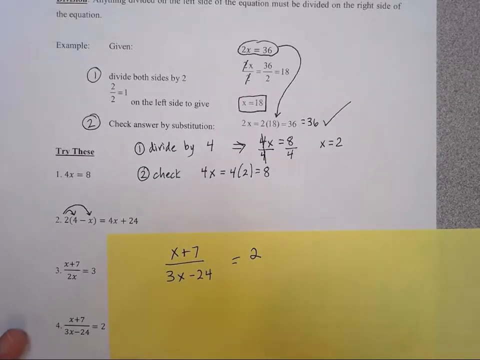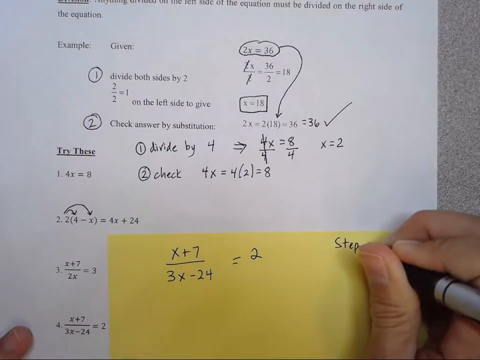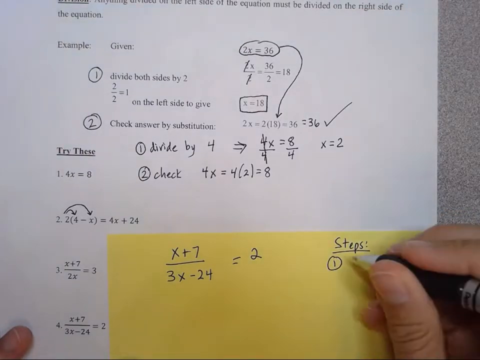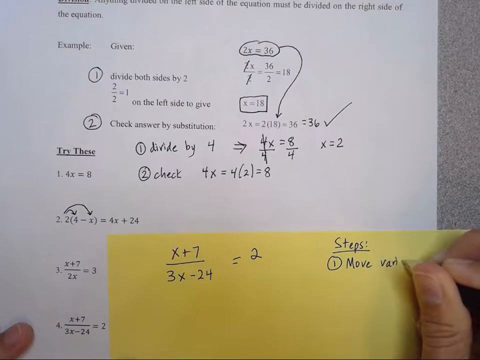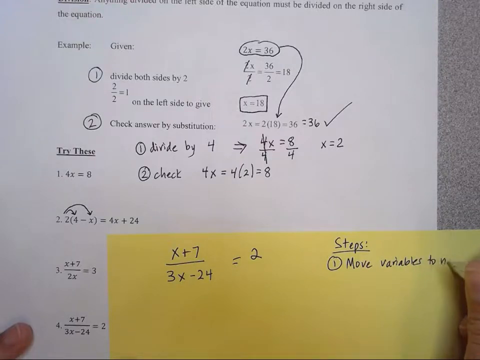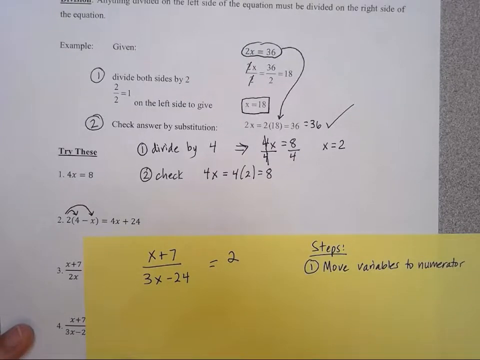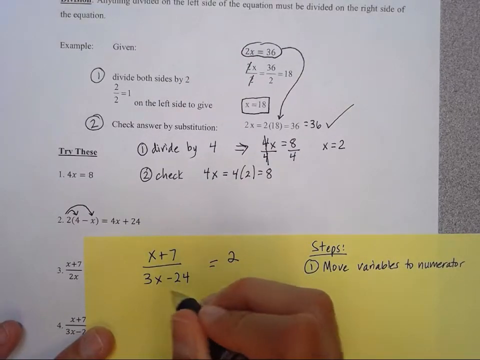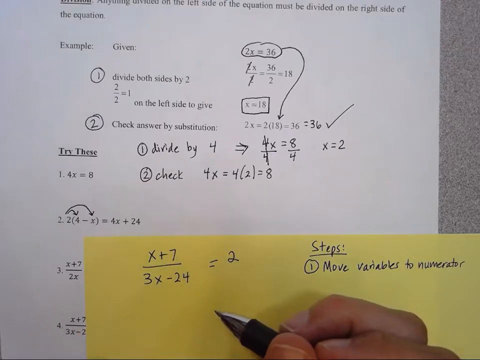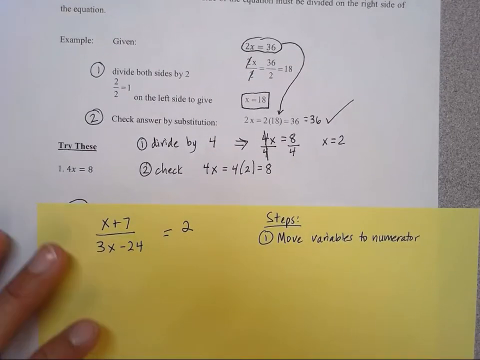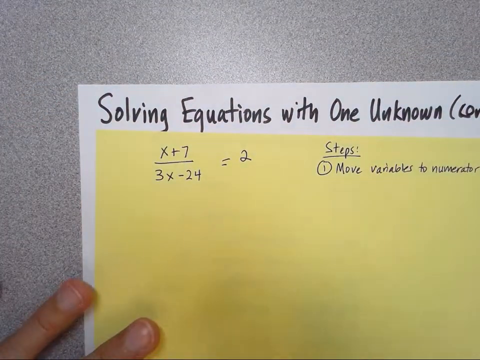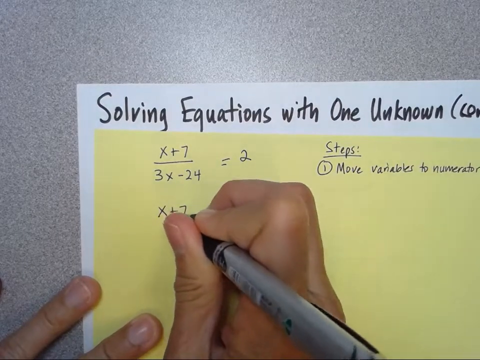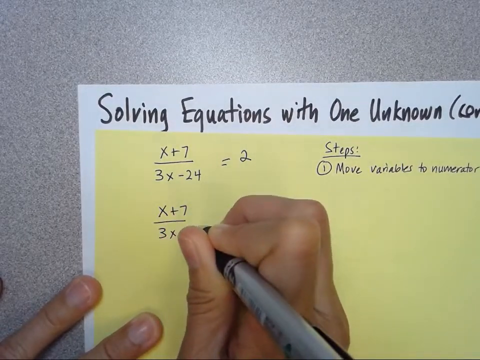So remember our first step here, I'll put our steps over on this side, is going to be to get our variables all into the numerator, okay? And there are different ways that we can do that, but usually it's going to be some kind of multiplication, and in this case that's what it's going to be. So here my 3x minus 24 is in the denominator. I want to move it to the numerator. So I'm going to go ahead and just slide this all up here. Okay. So I'm going to go ahead and rewrite this over 3x minus 24 equals 2.